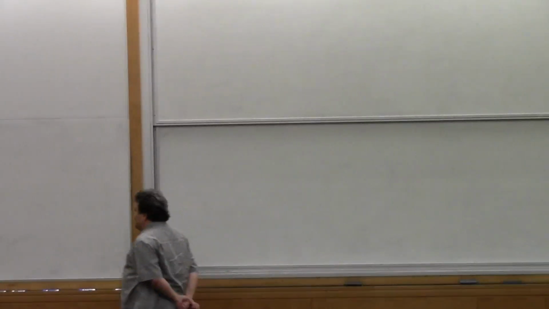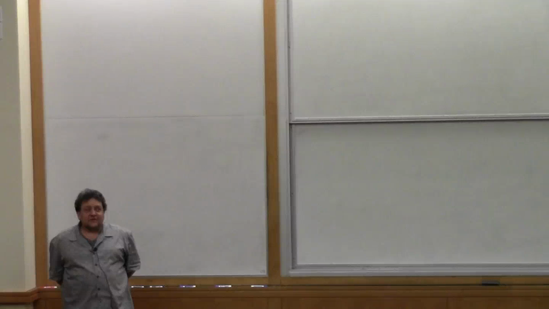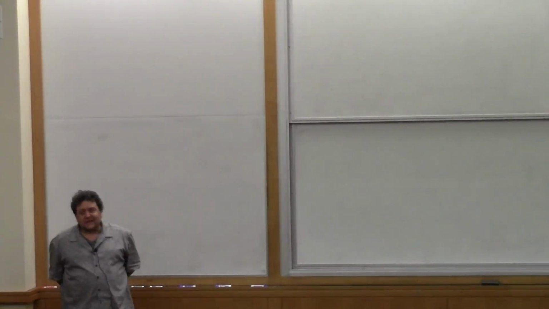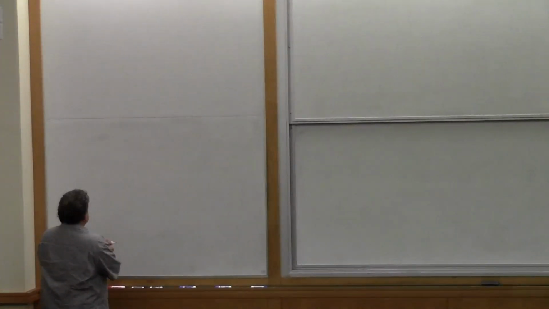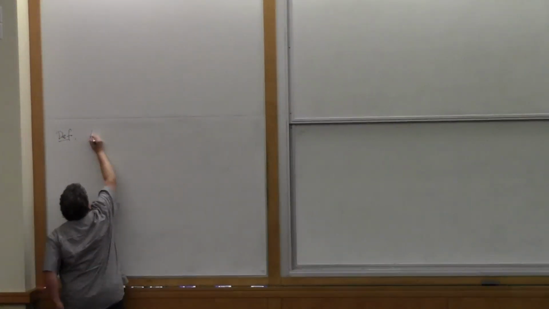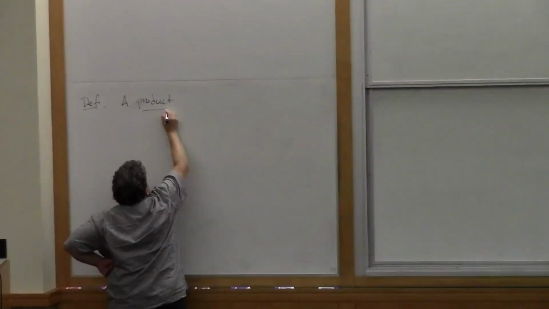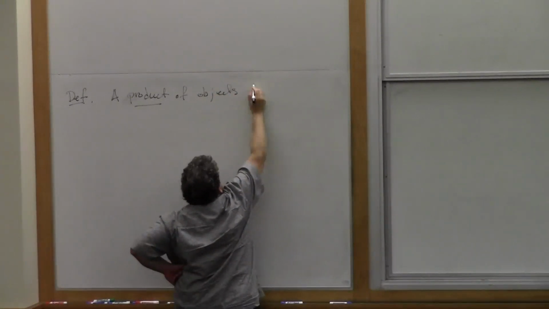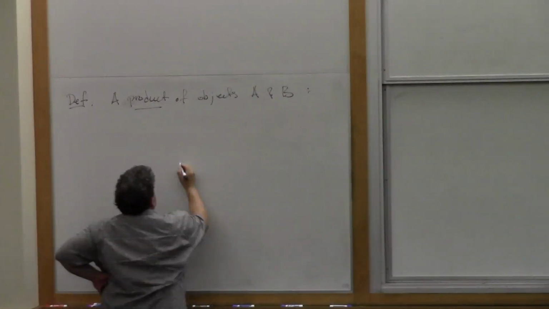So the simplest example, or maybe the first example historically of such a thing, is the definition of a product of two objects in a category that was given by Mac Lane in 1949 or something like that. So we'll start with that. So in any category, a product of objects A and B consists of the following.